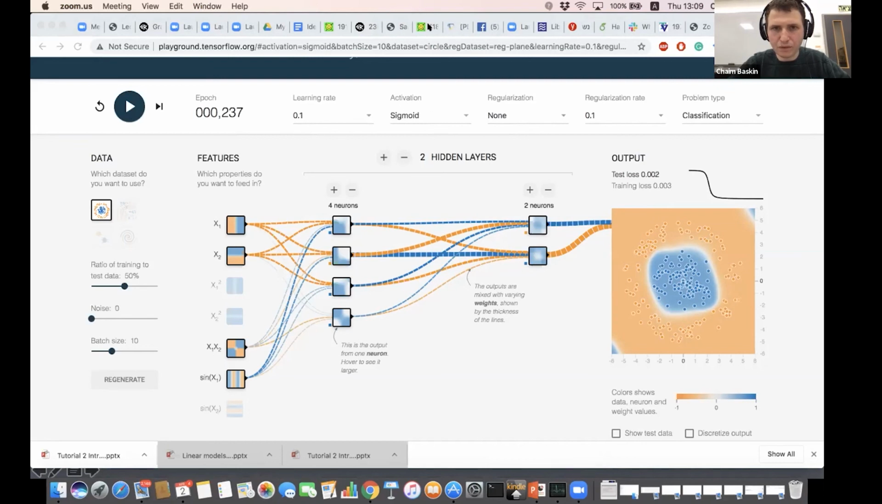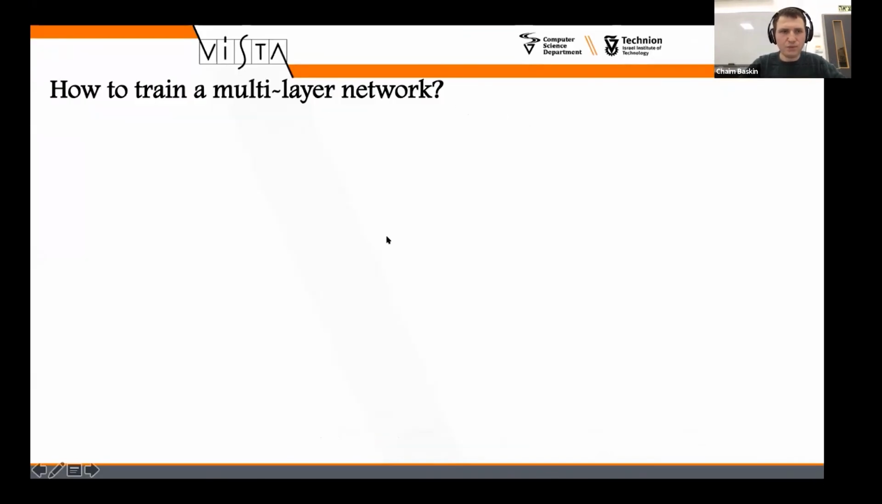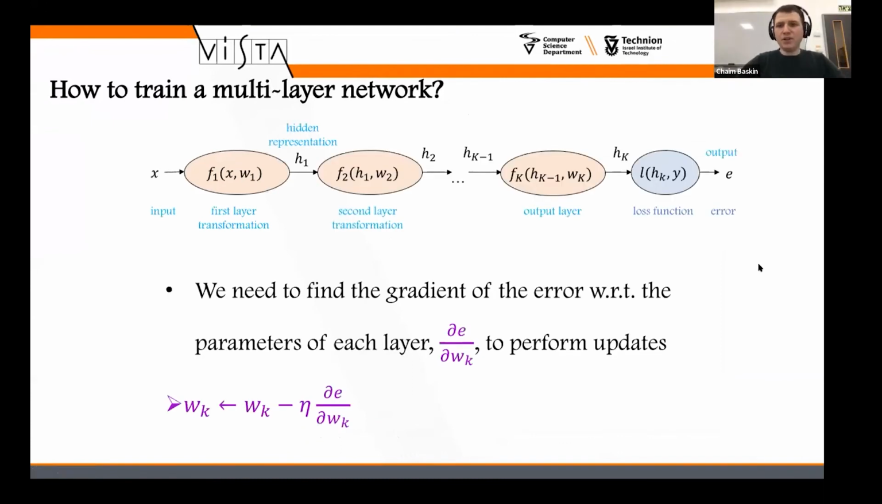Let's continue. Okay, great. So, how to train a multi-layer network? Again, we have input, we have the first layer transformation, then we have the hidden representation H, and so on until we get to the output. At the output, we have error E, and we need to find the gradient with respect to the parameters of each layer, to our weights. We perform the same update: W_k at the next iteration is W_k minus the learning rate times the gradient of the loss function, the error of the output, with respect to the parameters of the given layer.